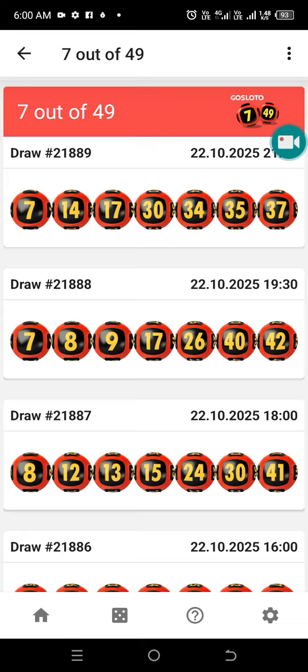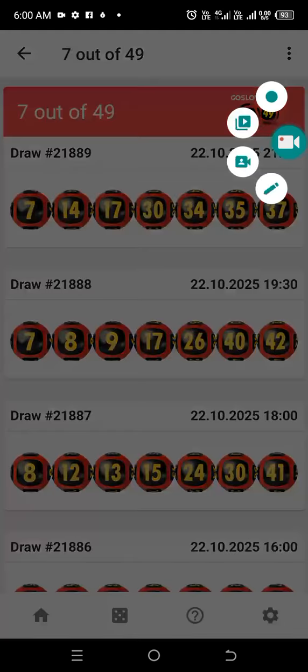Today we're going to see the Gosloto 7049 strategy. I hope we boom. And this strategy I'm going to show you, you should use it on every draw. So let's check and see what is the matter with this strategy.